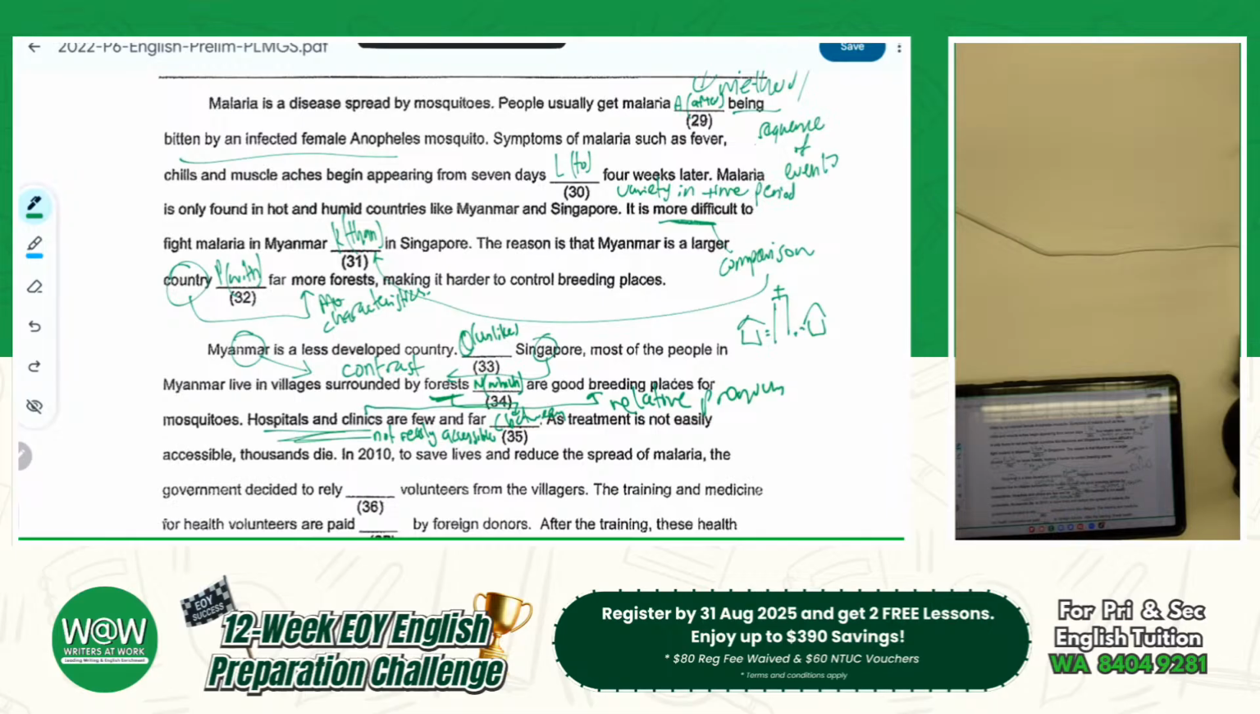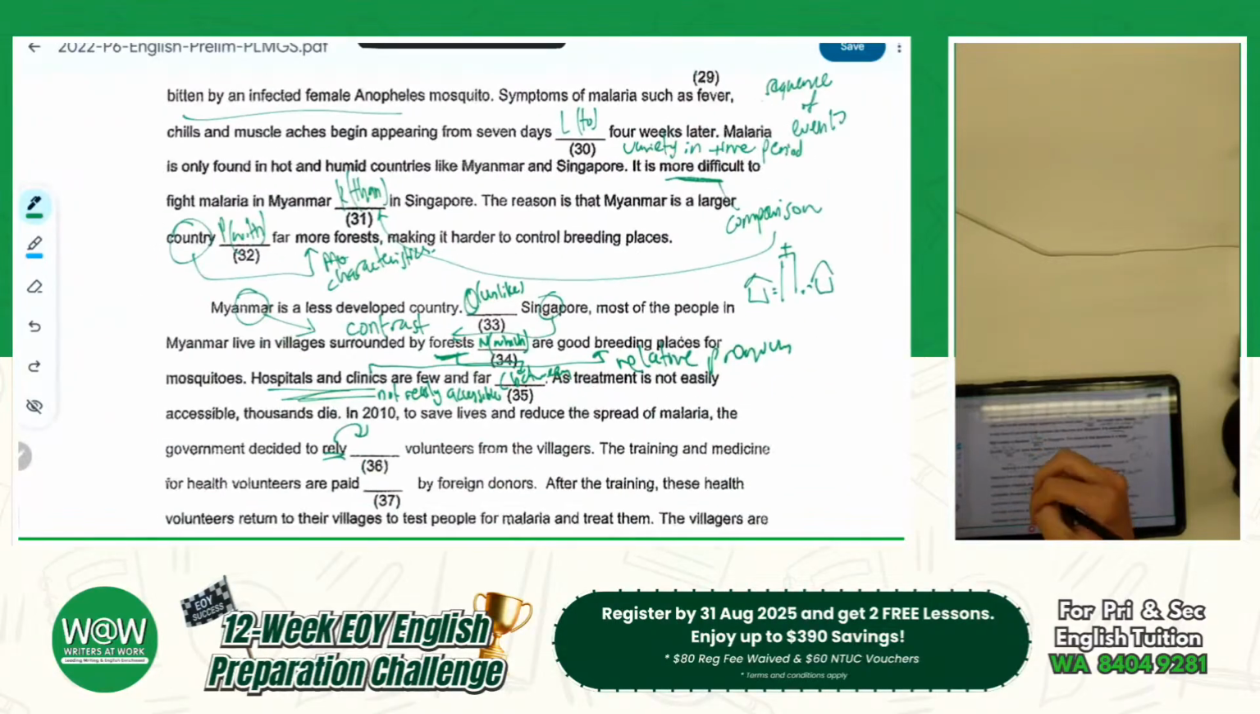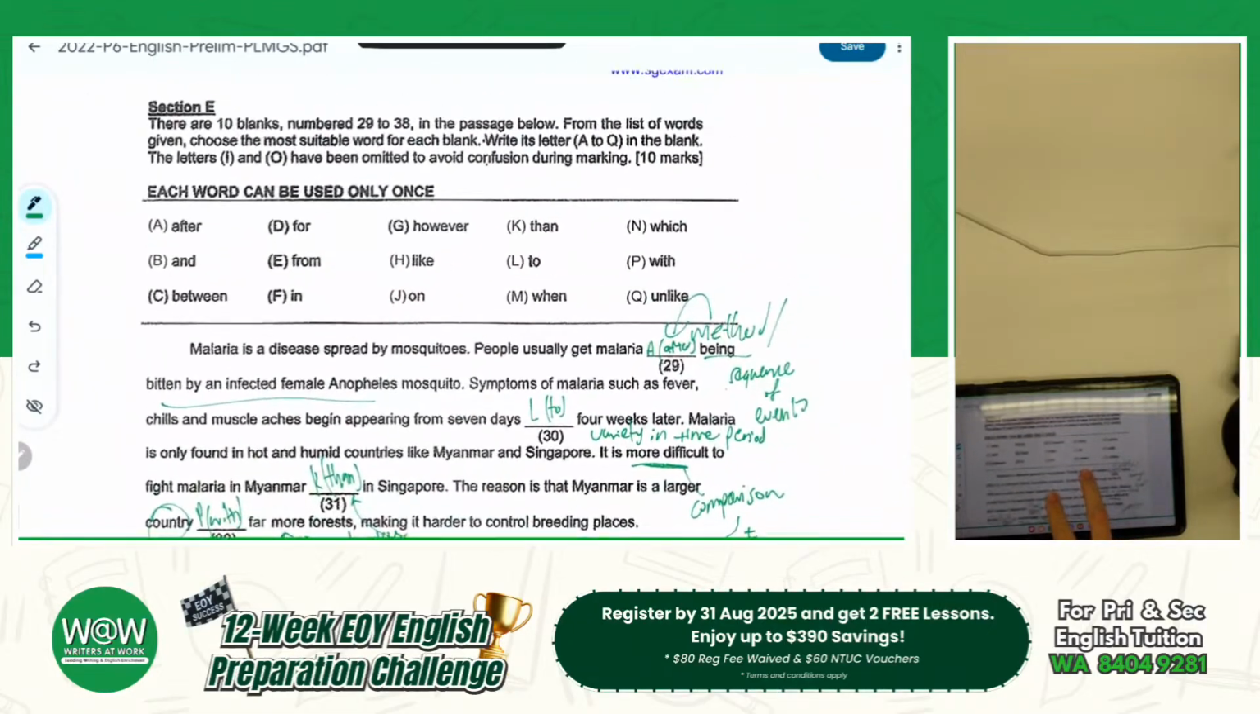Okay. The government decided to rely dash volunteers from the villagers. Okay. So when you rely, usually you need to rely on somebody. That means you need the person to do something for you. Okay. The training and medicine for health volunteers are paid dash by foreign donors. So when you pay, you are paying to take ownership of the object, right? So in this case here, we will say that something is being paid for by the foreign donors. Okay, so it will be D.